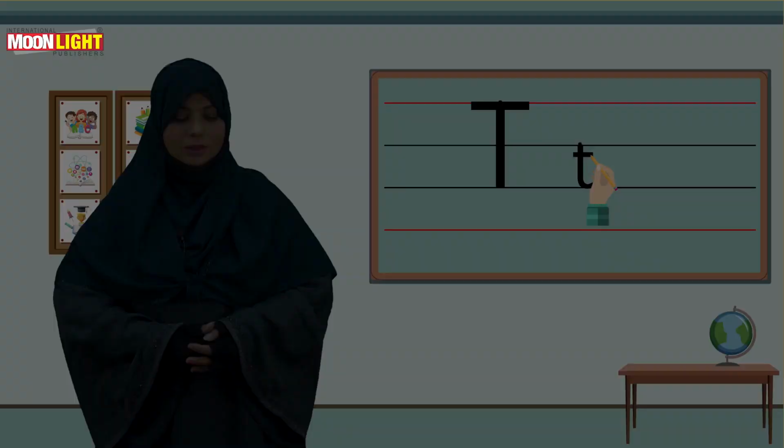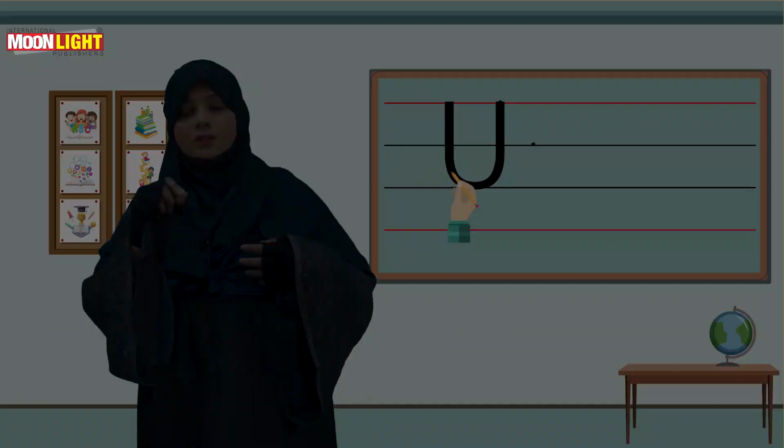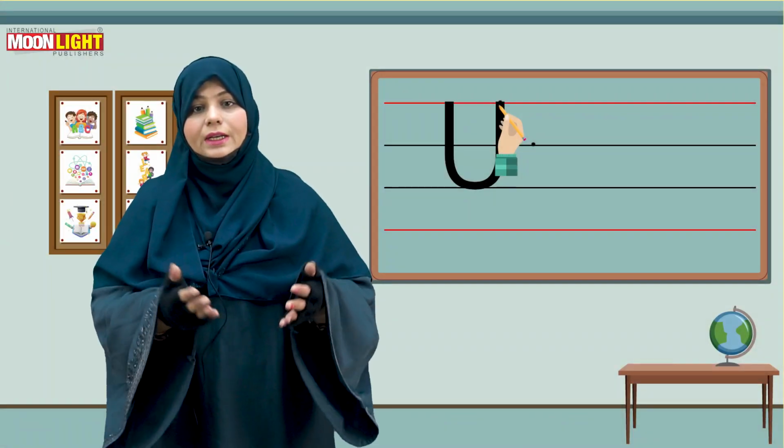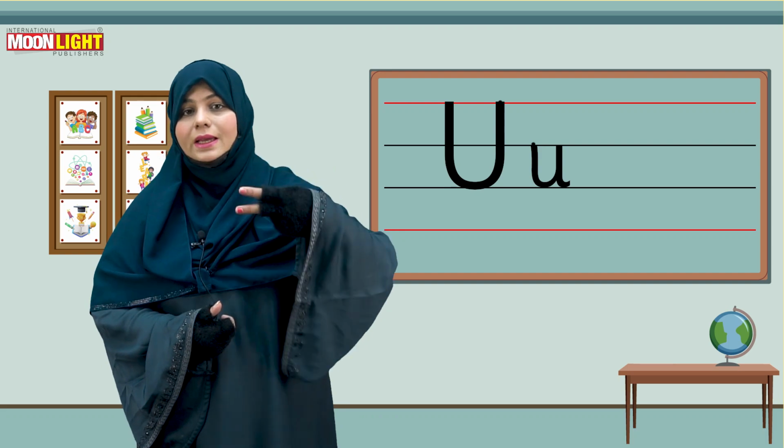It is small t. Yes, for letter U, you have to draw a straight line in upper three lines, a small curved line, then make a straight line again. This is capital letter U. For small letter U, you have to write it in center two lines.